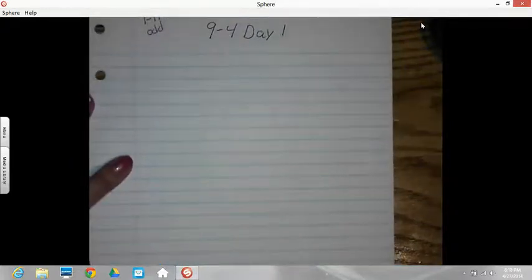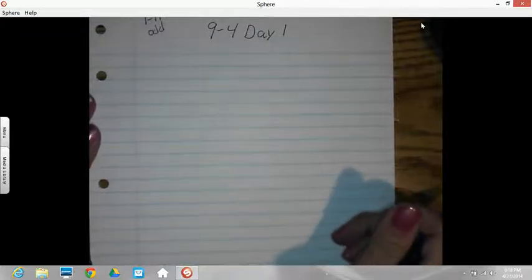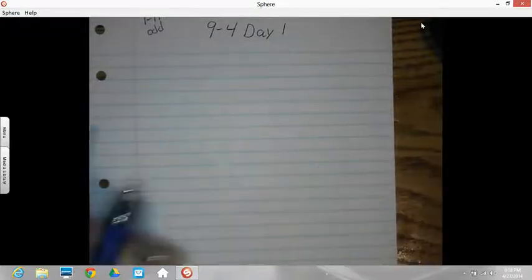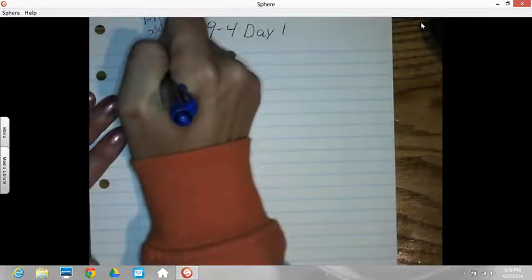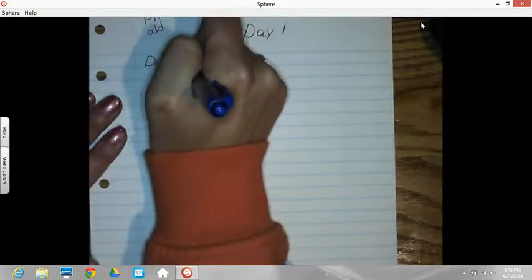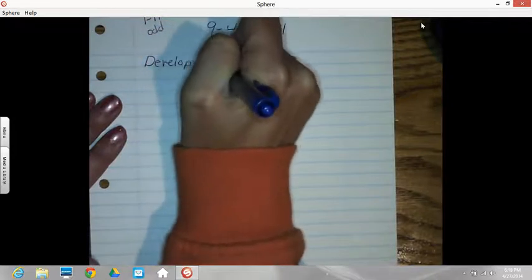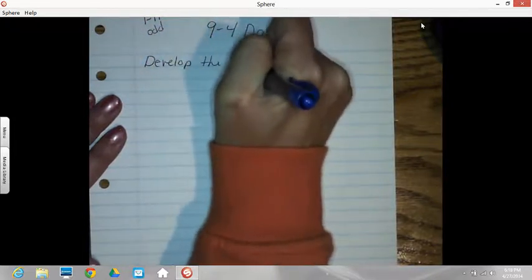Okay, starting section 9.4. We'll be spending a couple days here. Definitely an exercise in algebra here. 9.4, day 1. What we've got going on here are called the trig reduction formulas. We're going to develop the trig reduction formulas.